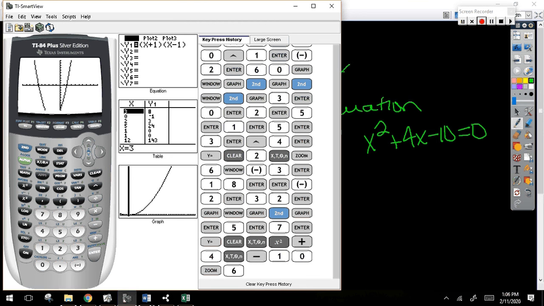Hit Zoom 6. Invalid dimension. Your window settings were wrong. Your equation that you had equal to 0, x squared plus 4x minus 10. Yeah, I'll put it back in. Oh yeah, it does lag.